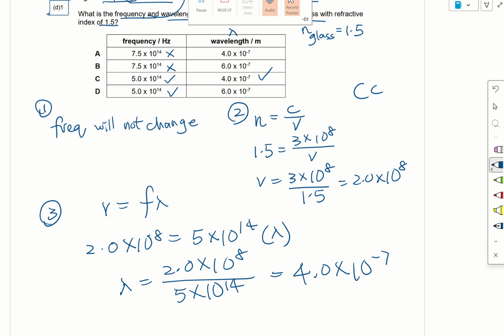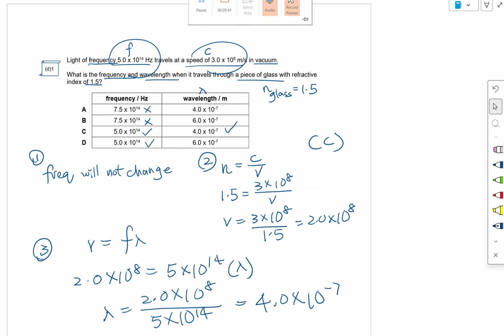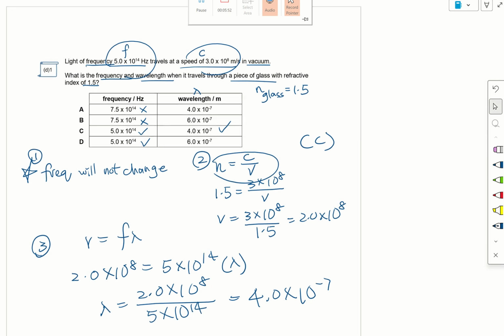So the answer is C. A simple MCQ question can have 3 steps to it. First of all, you need to know that the frequency will not change to get a start. Then you need to apply this refractive index formula, and finally the wave equation.